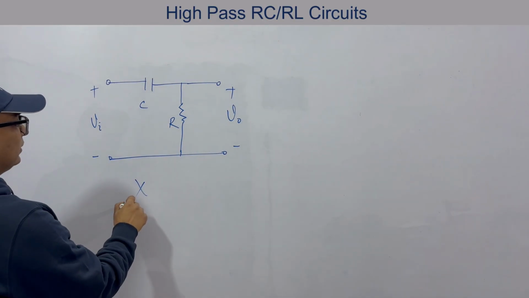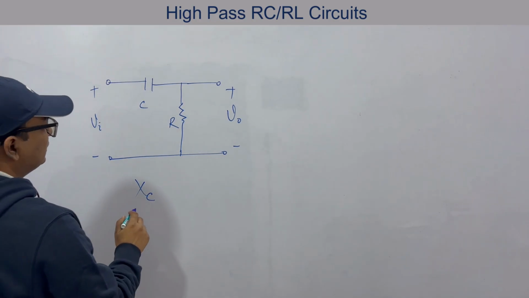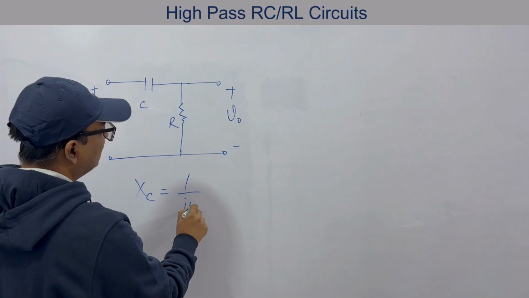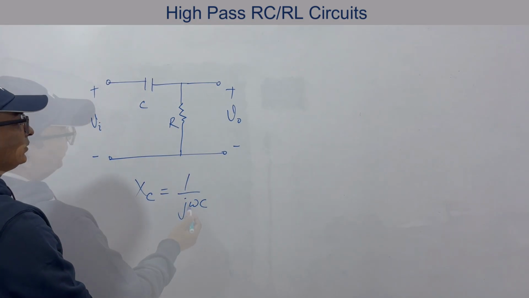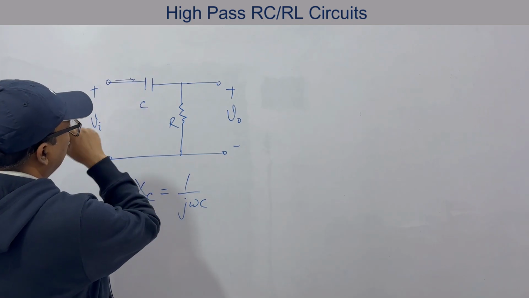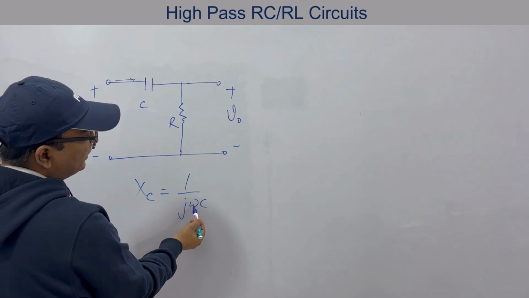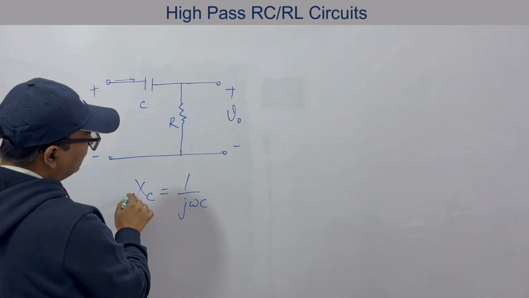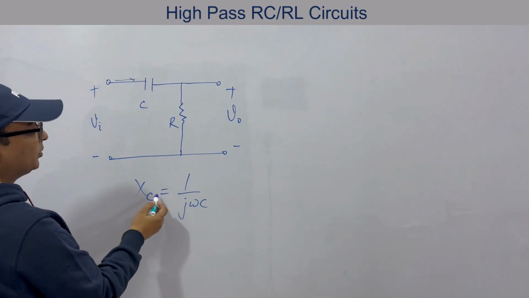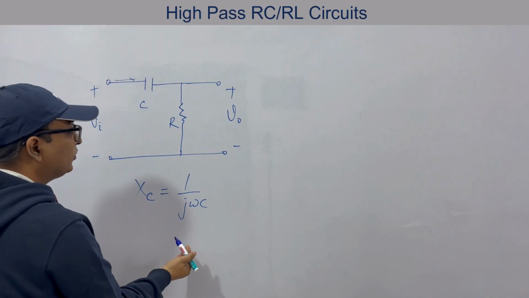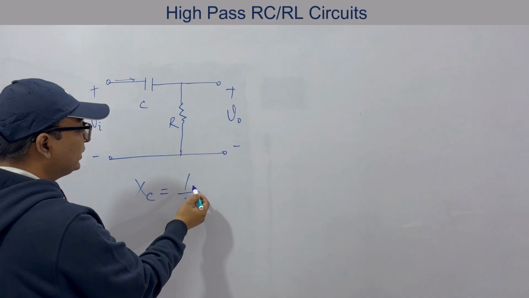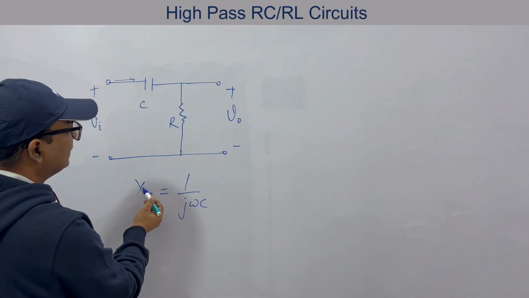What is the reactance of a capacitance? It is 1 by j omega C. You know this? The signal is coming from this side. As the frequency increases, overall reactance decreases. You can see the frequency is inversely proportional to Xc. So when frequency increases, this decreases, and when frequency decreases, this increases.